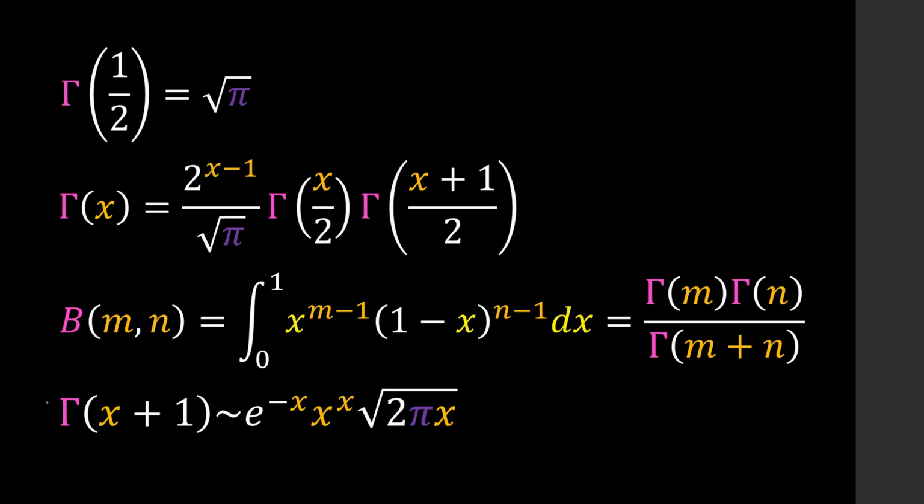And finally, this here is super important. This is Stirling's approximation, and I wanted to prove it at first, and I realized it might take a little bit too long, so I left the proof out of the video. But gamma of x plus 1 is asymptotically equivalent to e to the minus x times x to the x times the square root of 2 pi x. Asymptotically equivalent means the limit of your ratio as x approaches infinity is going to be 1.